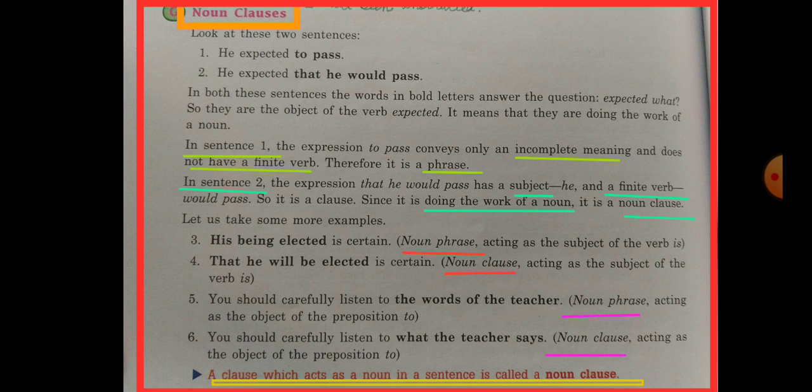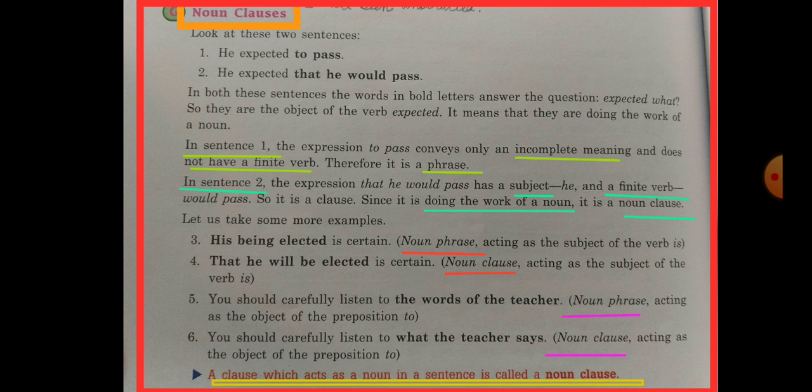Now we have to check whether it belongs to the category of clause or not. So here we have a subject, that is he, and one finite verb, that is would pass. So it is a clause. And as it is answering the question of what, it is a clause also. So we can say that in the second sentence the words written in bold letters are a noun clause.